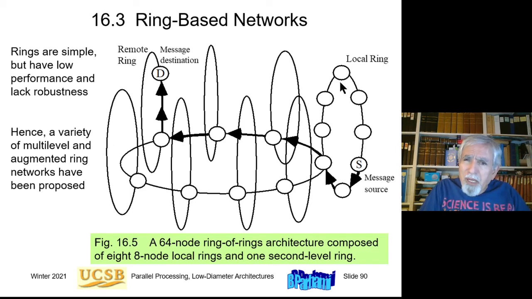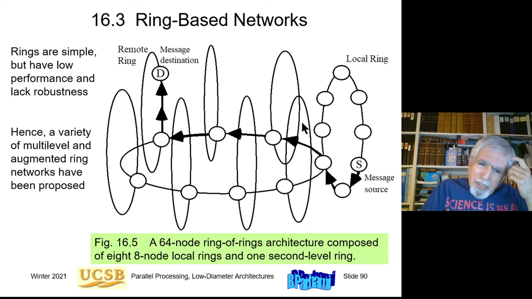So in going from a node here to a node here, I first have to take a few steps in the local ring of the source node, then a few steps in the second level ring, then a few steps in the destination ring. So distances tend to be larger, but this is a very cost-effective network because the node degree is 4 at most for this one. All the other ones have.